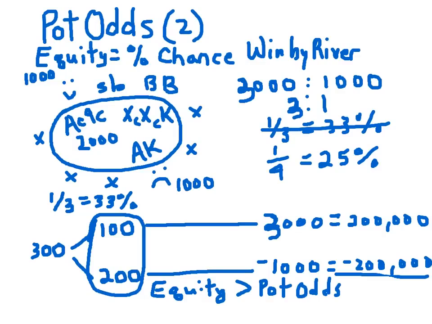If we multiply this out over the entire experiment, on the top side, we're winning 300,000 now, and we're still losing 200,000 on the bottom side. If we net that out, it's 100,000 in profit over 300 hands, for an average profit of about 333 chips per hand.